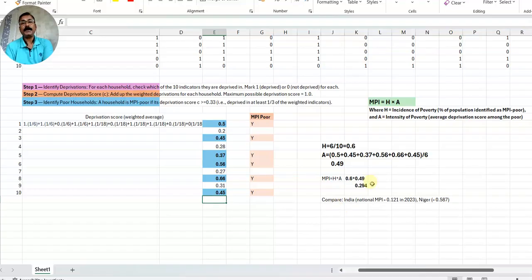Now, if we compare this value with India's MPI in 2023, that is 0.121, this hypothetical value is much higher than India's MPI in 2023, and it is lower than the African national average, that is 0.587. So in this way we can calculate the multidimensional poverty index.